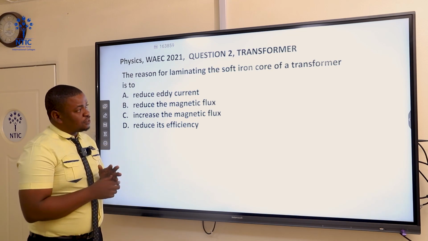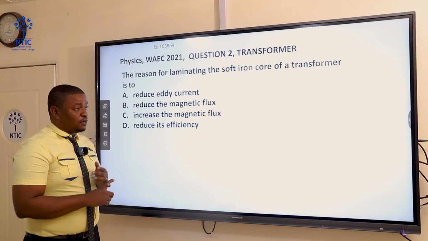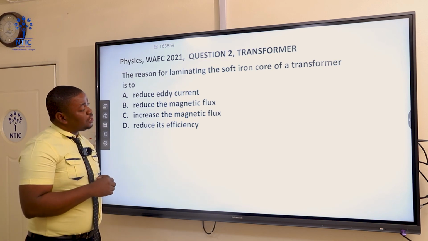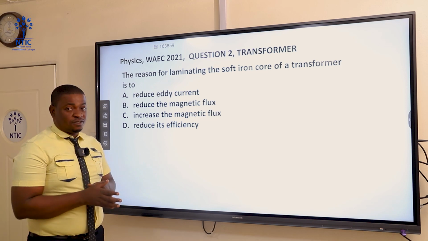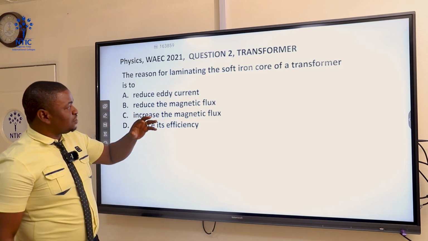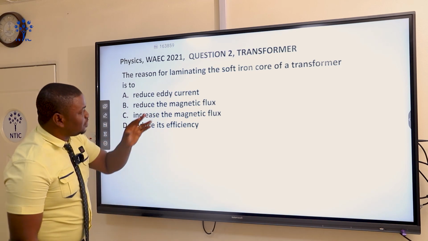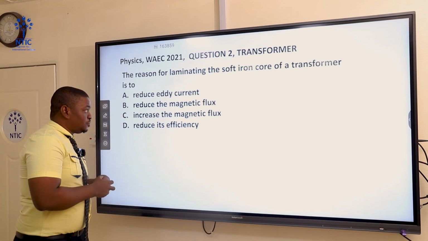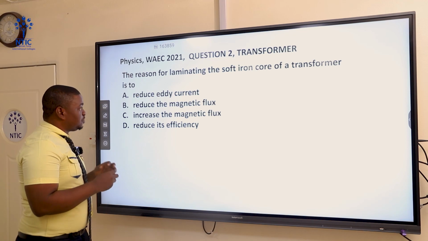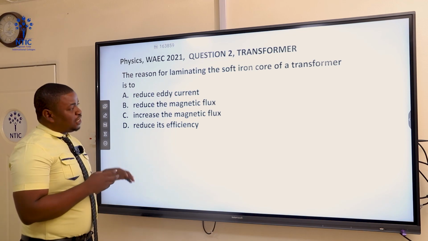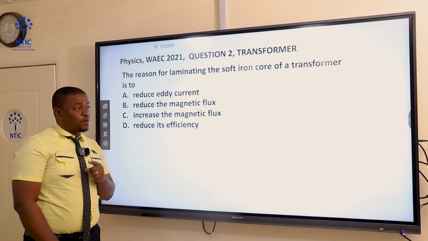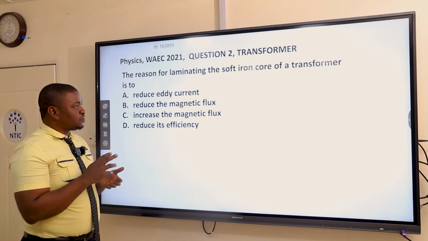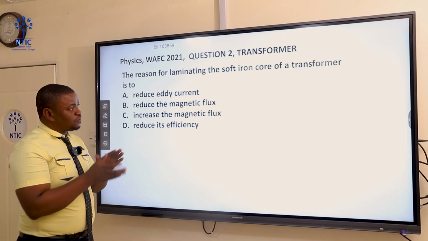And such losses, we have the eddy current loss, the magnetic flux leakage, the heat loss, and the hysteresis loss. But this question says, which of these is the reason for laminating the soft iron coil of a transformer? We are going to analyze each option. The first one is A, to reduce eddy current. Now, eddy current is a loss in transformer that results from the varying of the flux from the primary coil or from the soft iron coil.